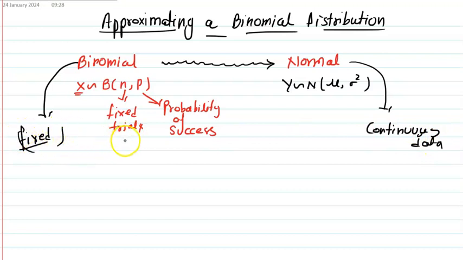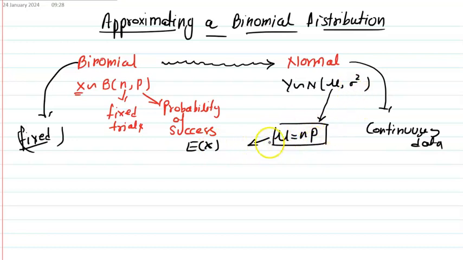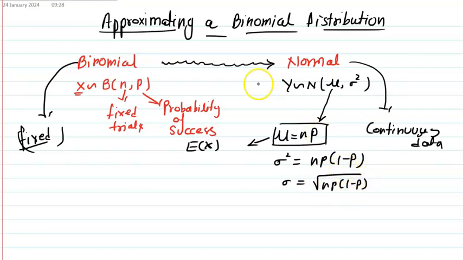Now remember, the expected value mu, we need to convert it in terms of n and p. So mu is n times p, and mu is also known as the expected value of x. So mu equals np. Sigma square is np times 1 minus p. Is that okay? np(1 minus p). If you want to find sigma, then sigma will be the square root of np(1 minus p).